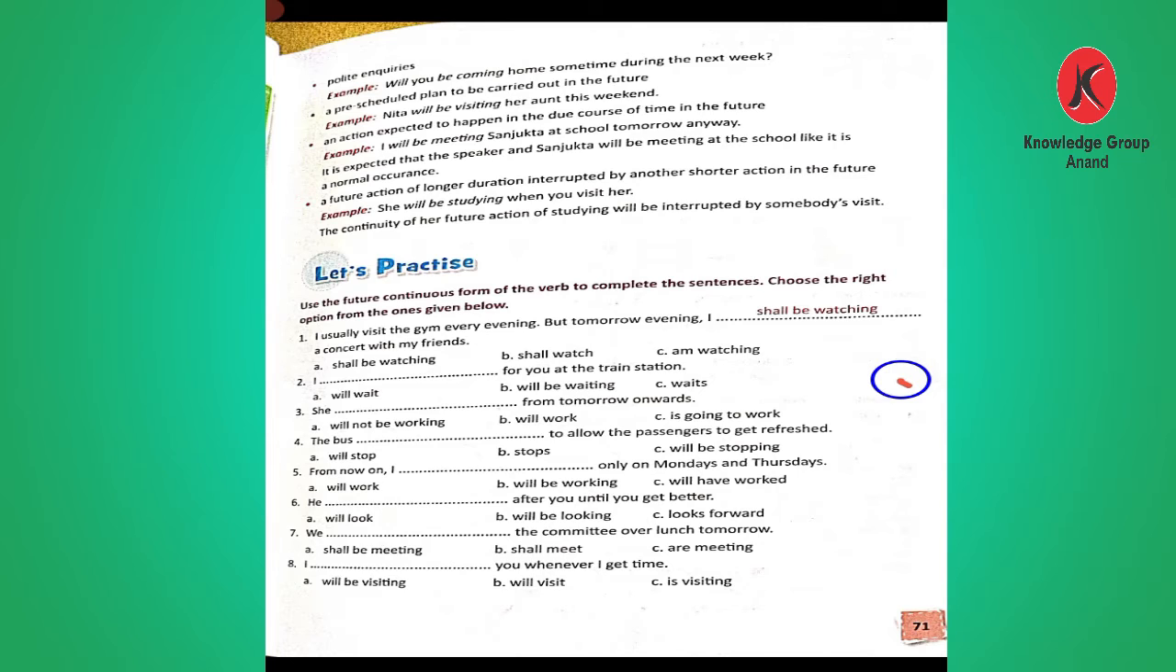An action expected to happen in the due course of time in the future. Okay, an action expected means we thought that surely it will happen. So I will be meeting Sanyukta at school tomorrow anyway. Anyway means no matter what happens, I will meet Sanyukta tomorrow, which means it is expected to happen in the due course.